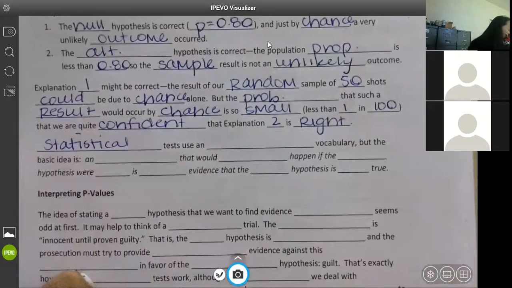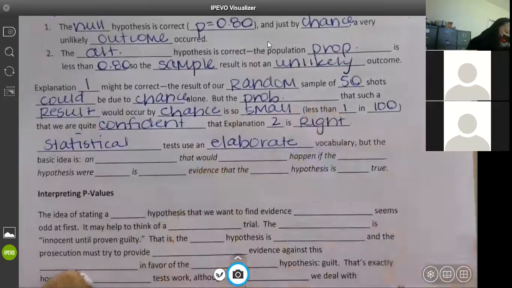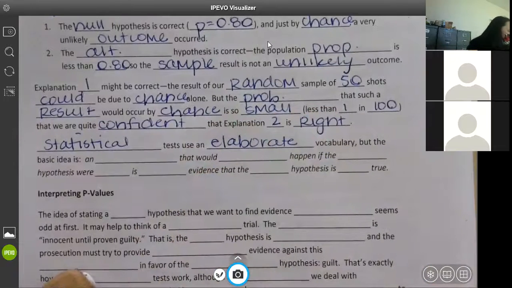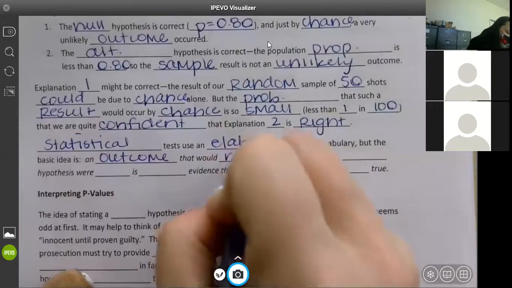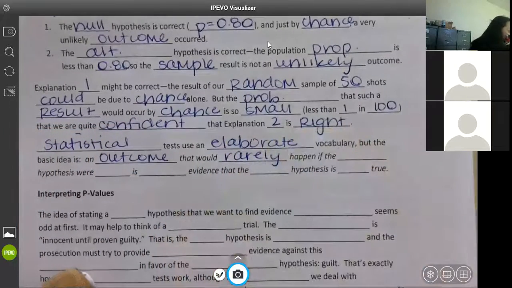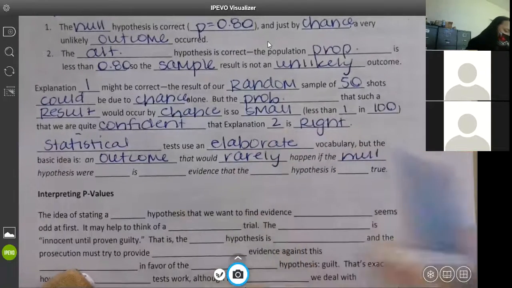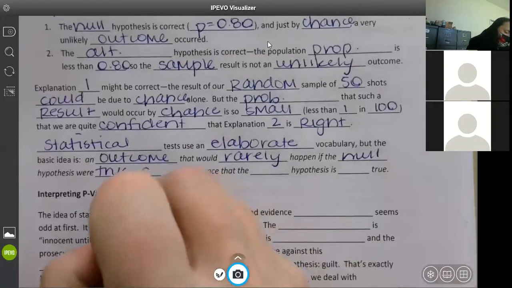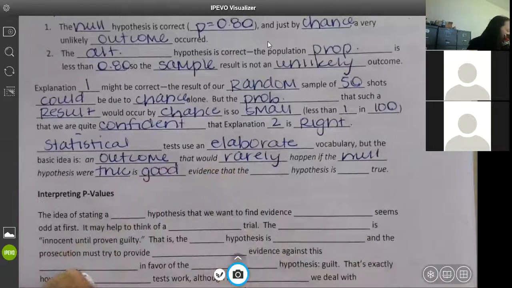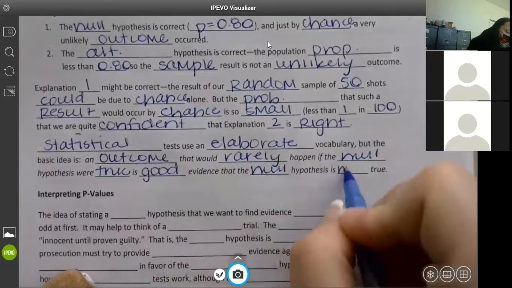Statistical tests use an elaborate vocabulary, but the basic idea is an outcome that would rarely happen if the null hypothesis were true is good evidence that the null hypothesis is not true.